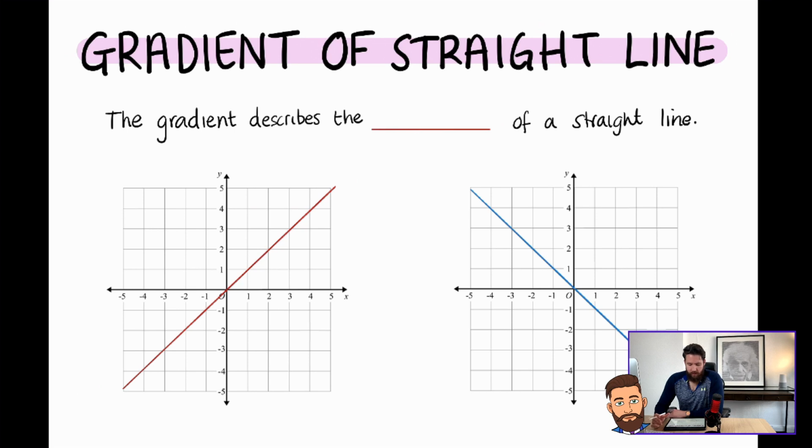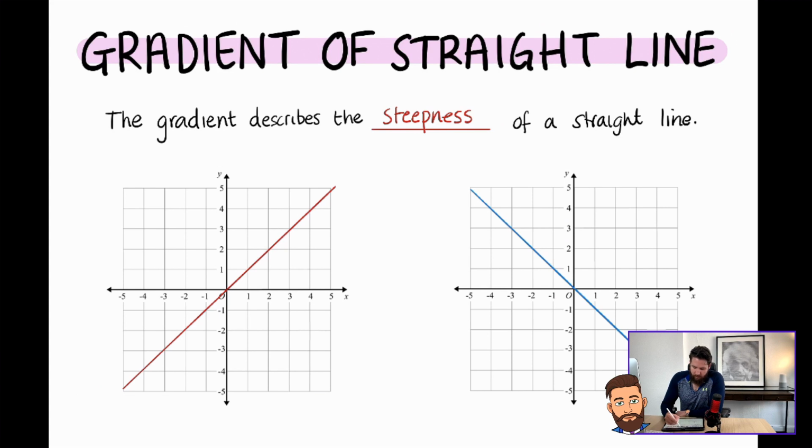Welcome to today's lesson on the gradient of a straight line. Today we're going to look at how we find the gradient of a straight line given a graph, and what is the gradient? So we'll start by answering that question. What is the gradient? Well, the gradient describes the steepness of a straight line, so we can fill in there on the worksheet. It describes the steepness of a straight line.